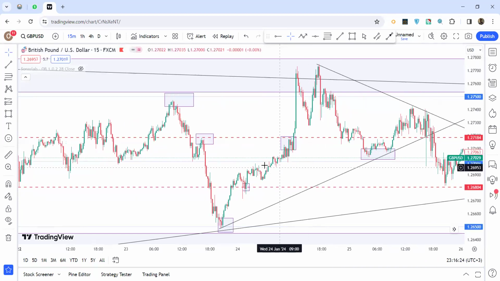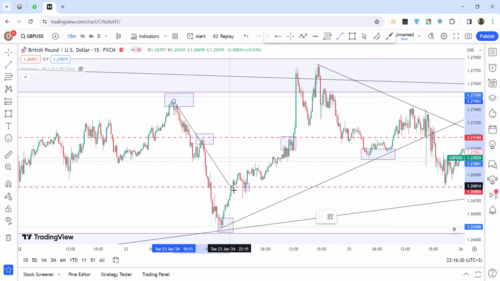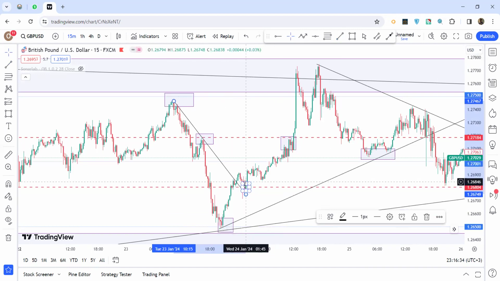Now, the reason why it bounced off here is because I also had a bias here. You can see that there's this trend line. And we had a break and a retest of that trend line. And I remember we were on a Tuesday live and we expected this market to give us a proper W pattern, but it did not.